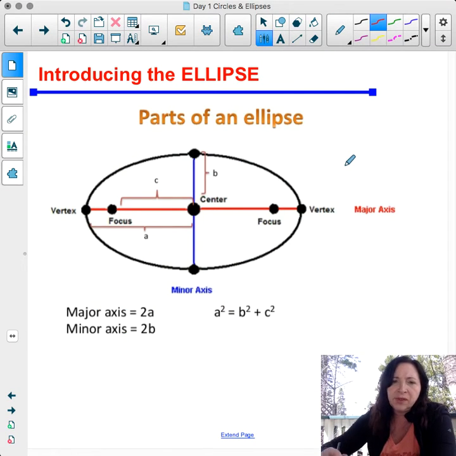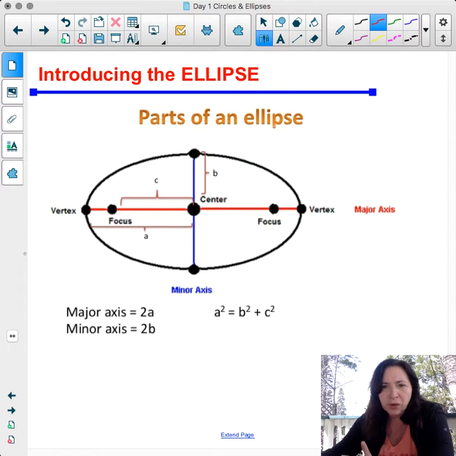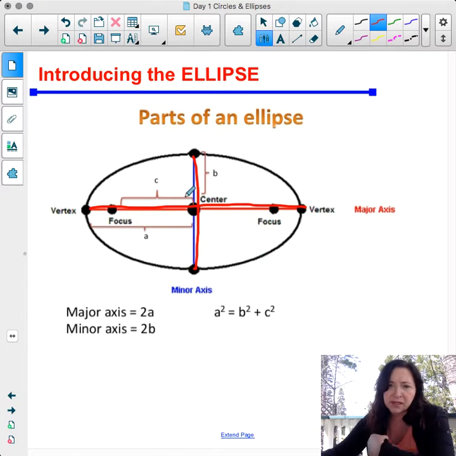So what I want to do is introduce you to an ellipse. An ellipse is just a circle with different radii, and they have different values on the denominator. In addition, an ellipse has something called a major axis, and that axis is the longer axis. So we have a major axis. We have a minor axis, which is less than the major axis.